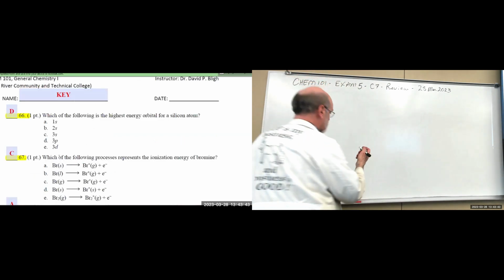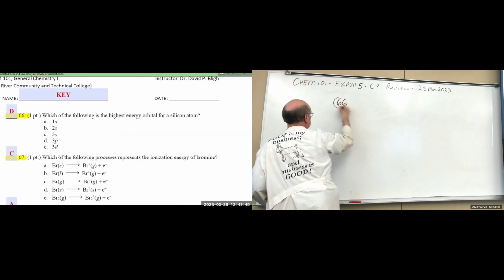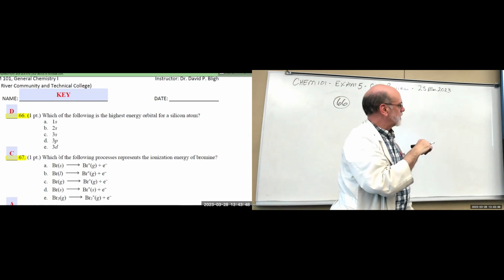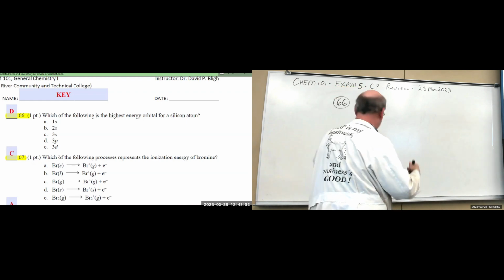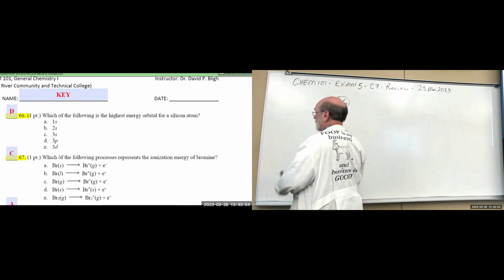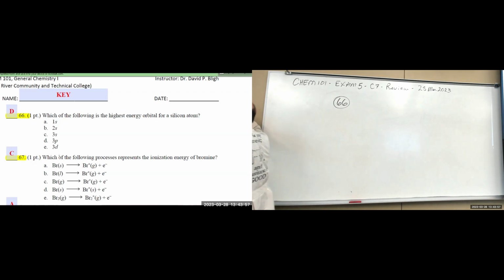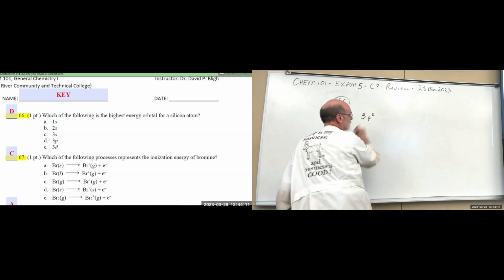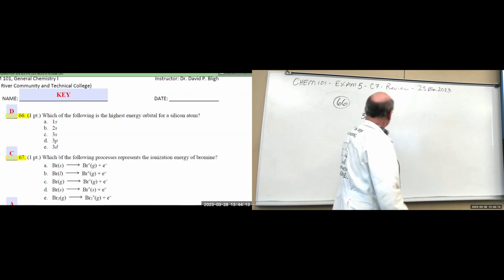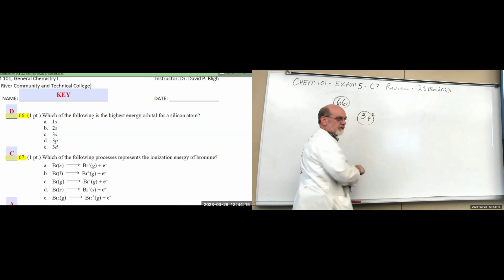66. Which of the following is the highest energy orbital for a silicon atom? The highest energy orbital for silicon. Well, we filled n equals 1, n equals 2. Now we're at n equals 3, and we're at 3p2. Right? 3p2. So D is the answer. There you go.